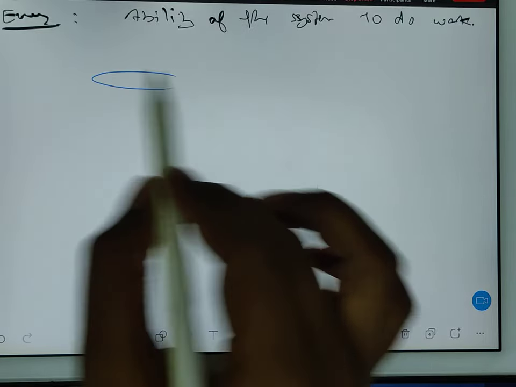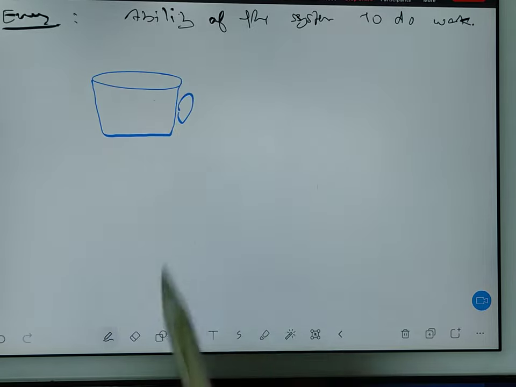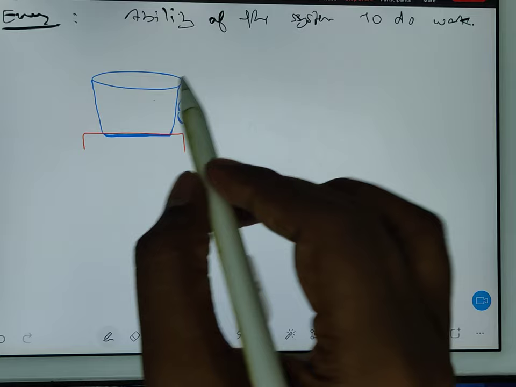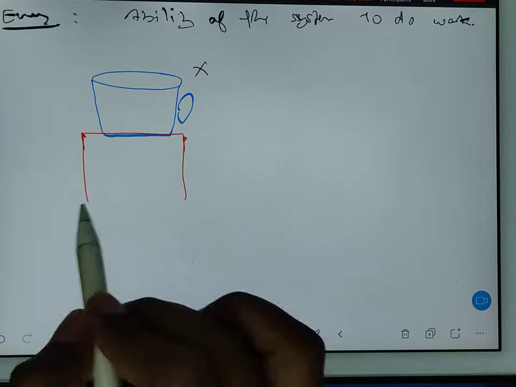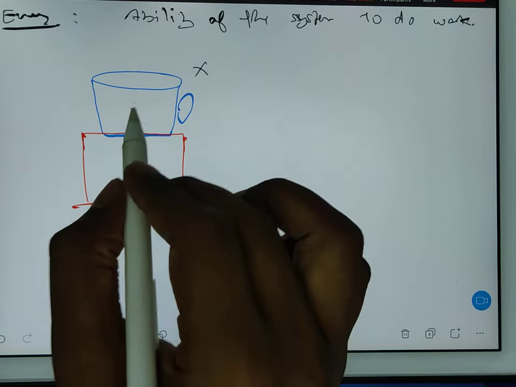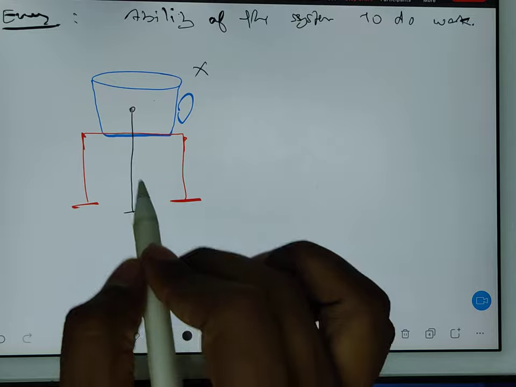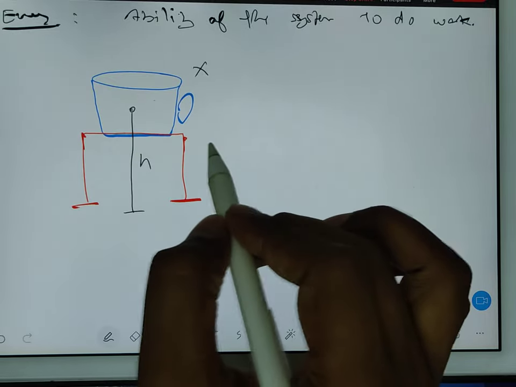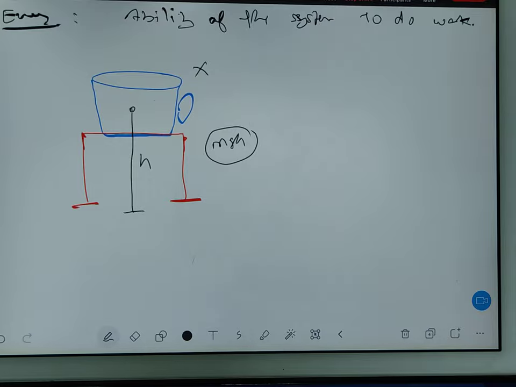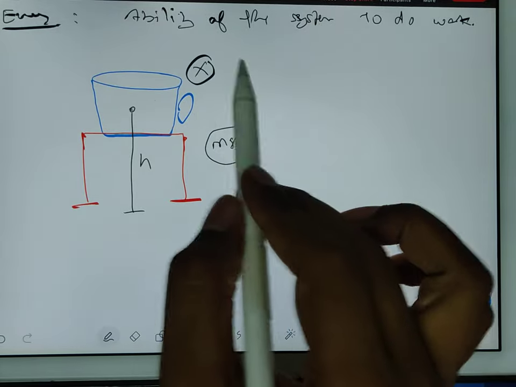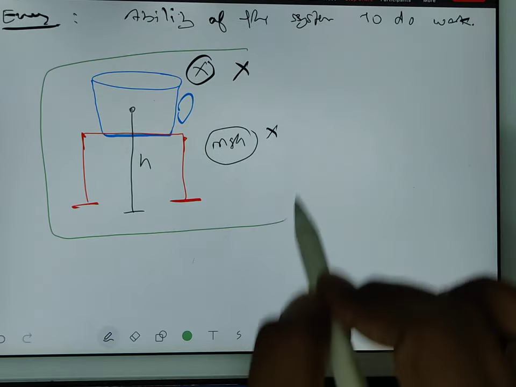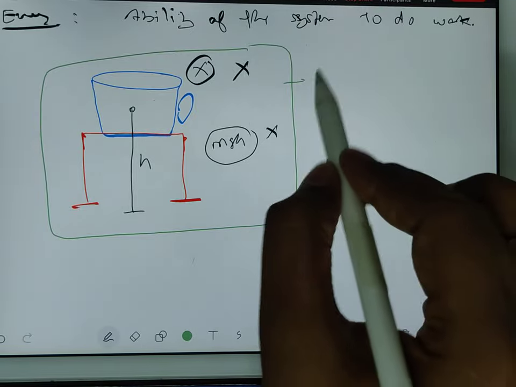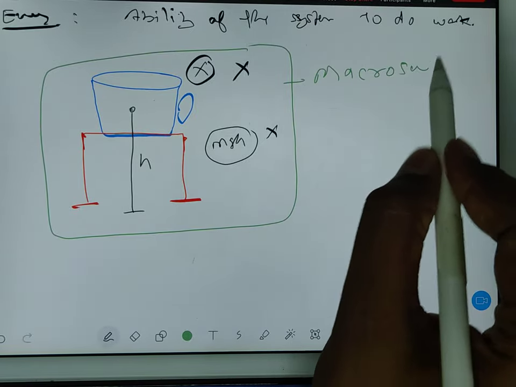For example, if I have a cup of tea and this cup of tea is kept on the table, so this cup is not moving, so you will say the cup is not having kinetic energy. But suppose this cup is at a particular height from the ground, then because of the CG of the cup and the earth surface, you have a particular height, so using mgh you can say you have some potential energy in the cup. So kinetic energy zero, potential energy zero. But what was your approach to discuss these two energies? Your approach was macro, macroscopic approach.